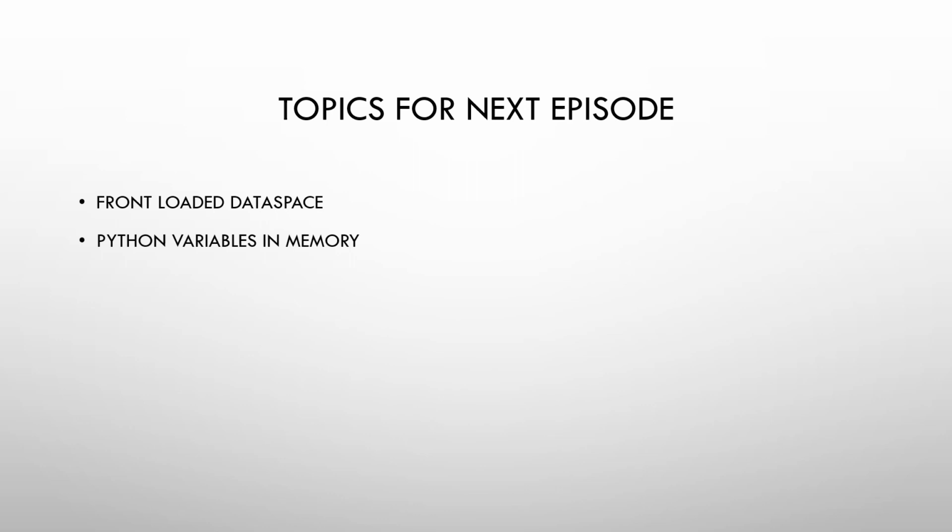That's all. With that, we are done with the basic structure, or parts, of a Python program. In the next session, we are going to see an interesting topic called memory management. There is something called front-loaded data space in Python programming language. We are going to see how it differs from other languages, especially Java and C++. How memory management happens in Python is completely different from other languages. We are going to see that in another episode shortly.